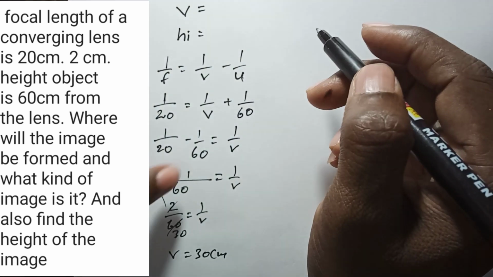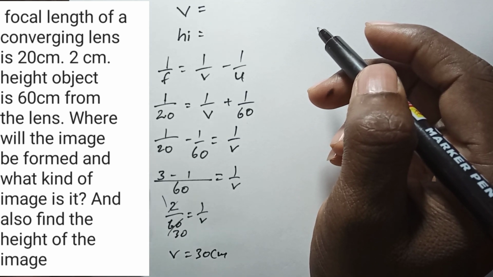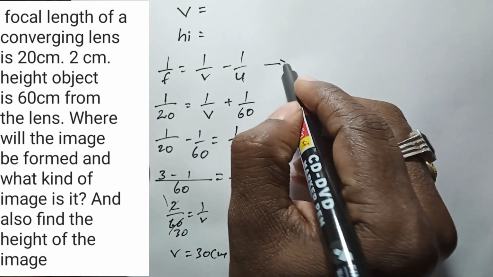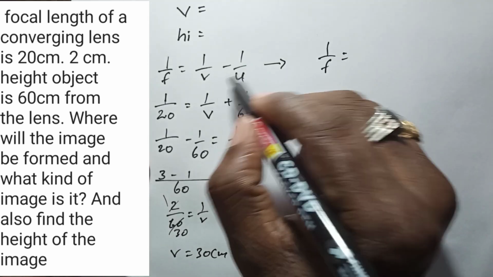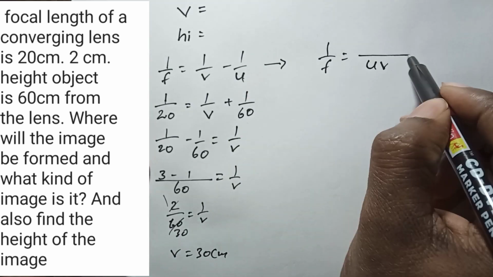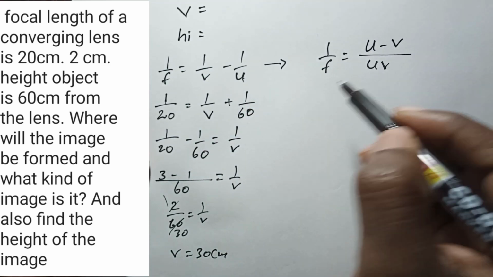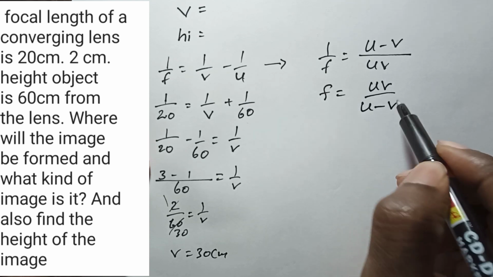Or else, we have to do the LCM here, so there may be a problem or it may be difficult to do the problem. So better, without doing the LCM, we have another alternative method. This formula will be changed like this: 1 by f is equal to, if you take the LCM here for u and v, then this becomes u and it goes to v here, that is nothing but u minus v. Then f is equal to uv by u minus v, the reciprocal of this.